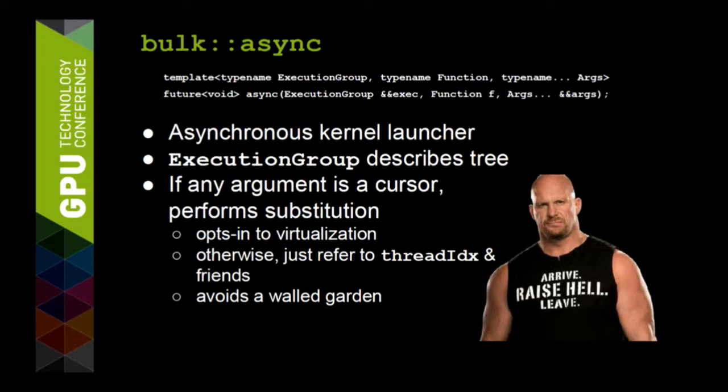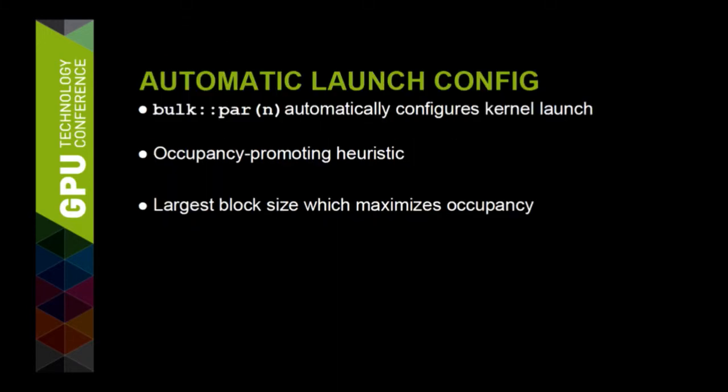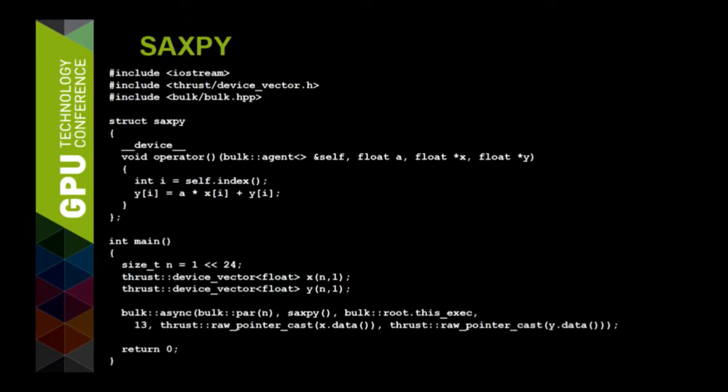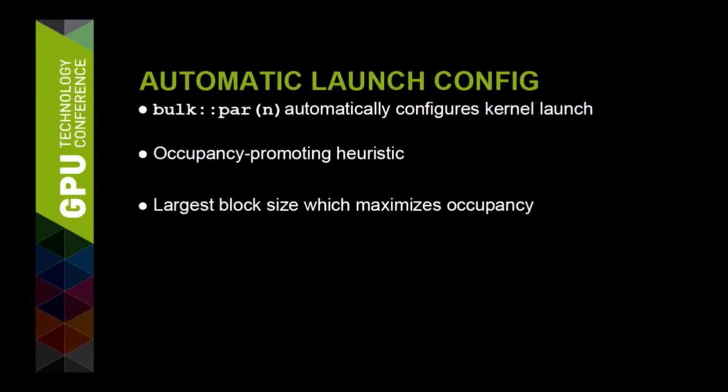Basically what this execution group parameter does is describe a tree. It describes how the execution agents are arranged and grouped into this hierarchy. And we saw in the async example, one of those parameters I passed was this bulk root, call it a cursor.